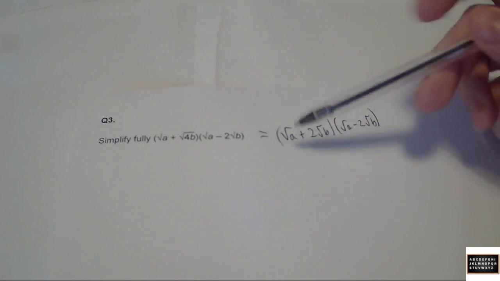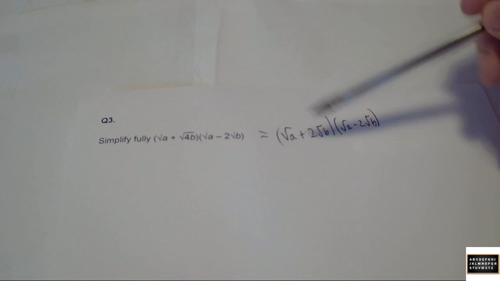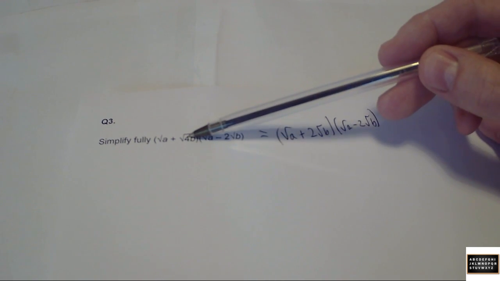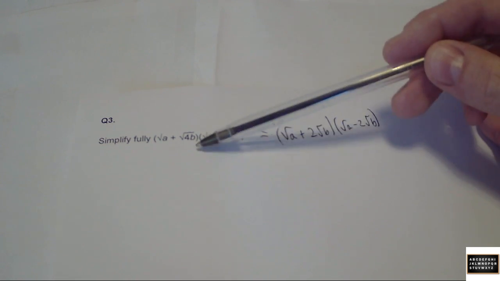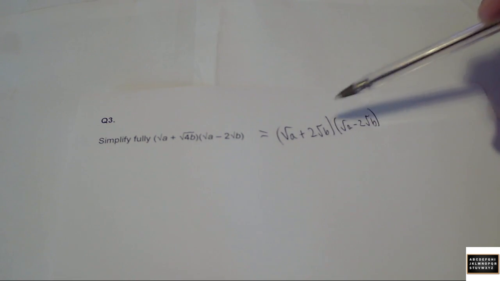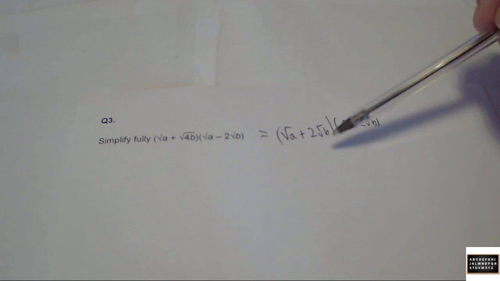Okay, so this effectively is the same thing as this. So just be very cautious about what I've done there. I've done the square root of 4, pulled it outside the square roots, that's 2. The square root of b remains the square root of b. The other bracket remains unchanged. So I've rewritten the question slightly. Why have I done that?